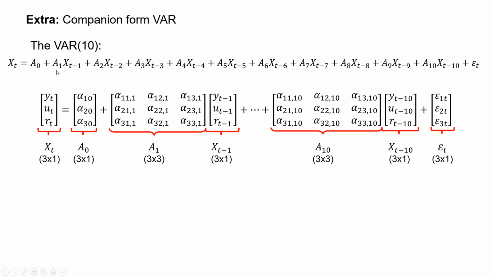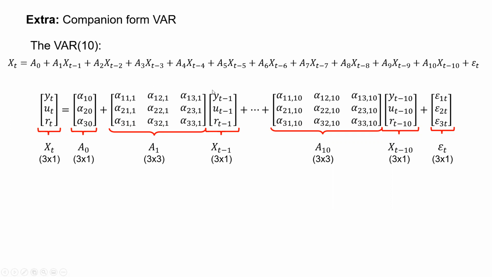The way they look is something like this. So this is X_t, this is A_0, A_1, X_{t-1}. And I skipped eight of these and went straight to the 10th lag. The way that these subscripts work is that the first two are the position in the matrix. So this is row one, column one, row one, column two, row one, column three, up to row three, column two, row three, column three. And after the comma is the lag to which it corresponds.